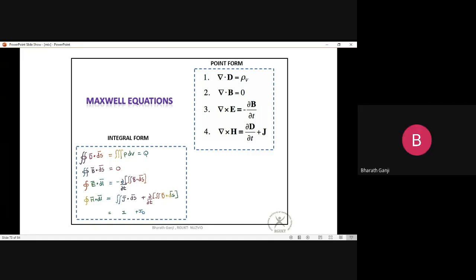Say it. Del dot D is equal to rho v. Del dot D is equal to rho v. Del dot D equals rho v.